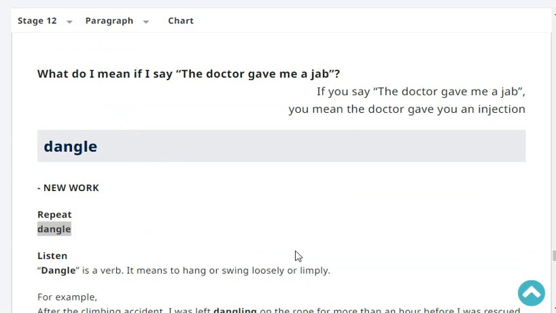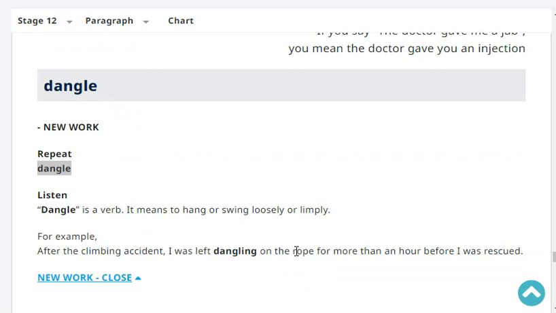It means to hang or swing loosely or limply. For example, after the climbing accident, I was left dangling on the rope for more than an hour before I was rescued.